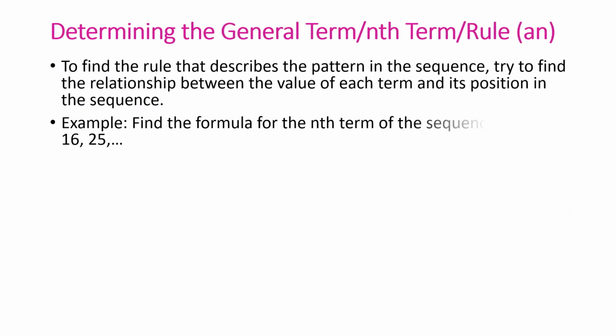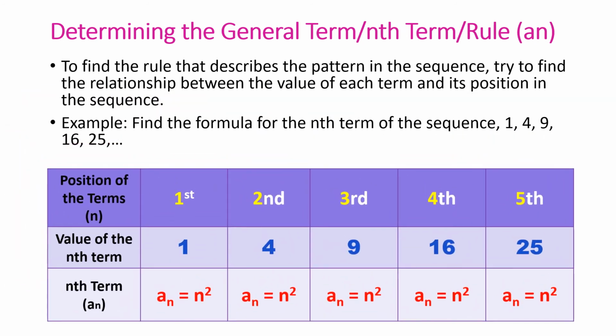Determining the general term or the nth term or the rule of a given sequence denoted by a sub n. To find the rule that describes the pattern in the sequence, try to find the relationship between the value of each term and its position in the sequence. For example, find the formula for the nth term of the sequence 1, 4, 9, 16, 25, so on and so forth.